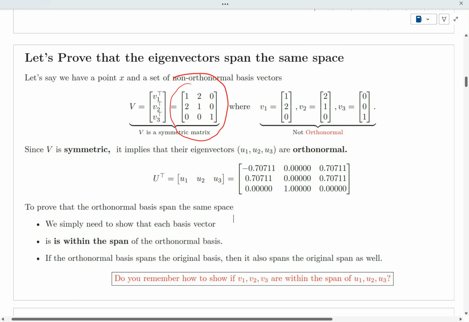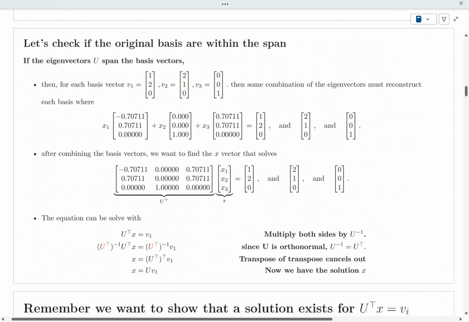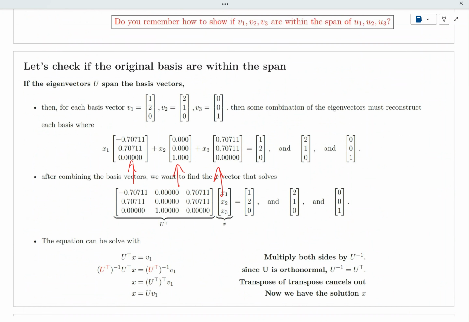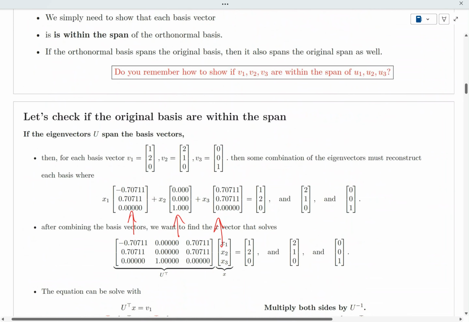It implies that they would span the same space, essentially. All right, so let's check. Well, this is the orthonormal basis. Remember, this is the orthonormal basis. And we're saying that we want to check each vector. So let's check the first vector. Is the first vector within the span, some kind of combination of the orthonormal basis? And then you want to do that again for the second and the third vector.